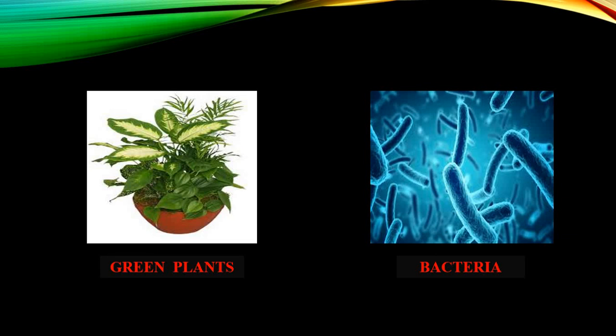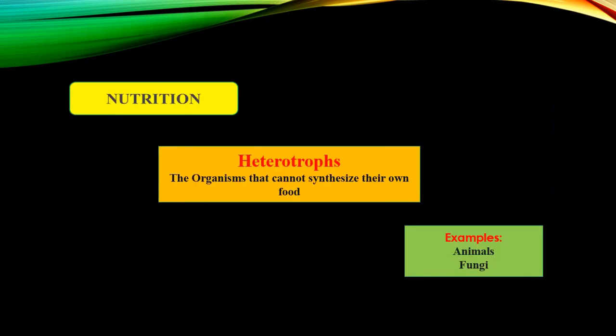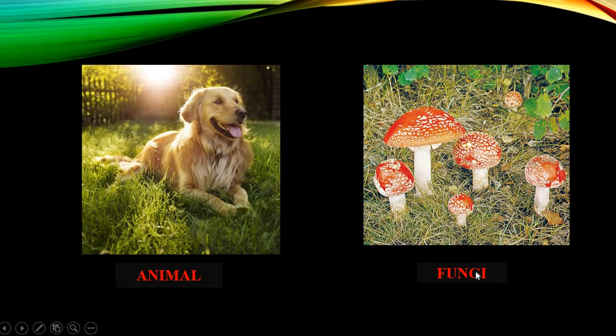On the other hand, the organisms that cannot synthesize their own food are called heterotrophs. So to define heterotrophs, the organisms that cannot synthesize their own food are called heterotrophs. For example, animals and fungi. Here the examples of heterotrophs are animals and fungi.